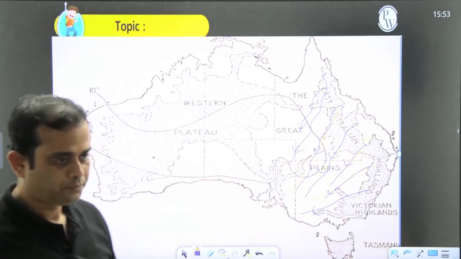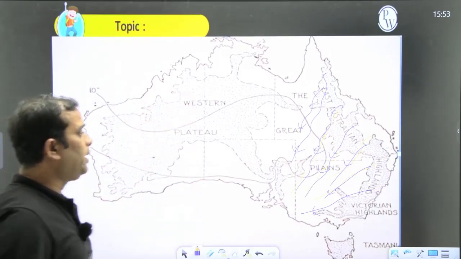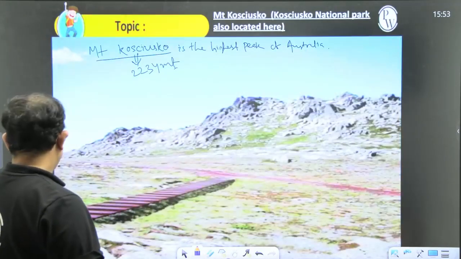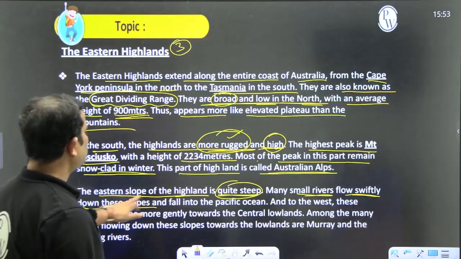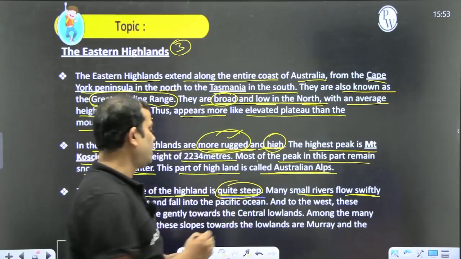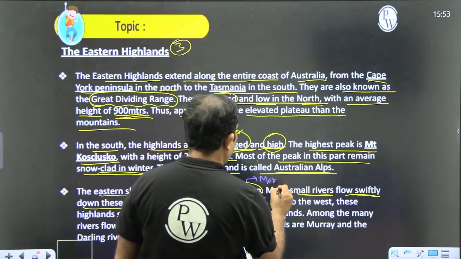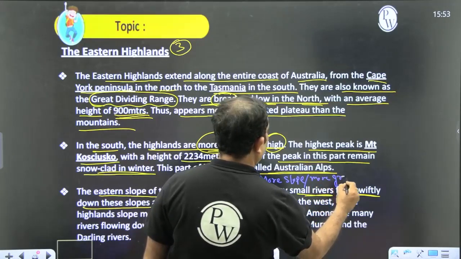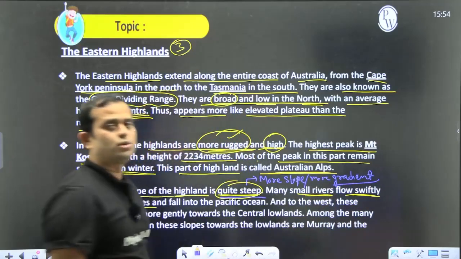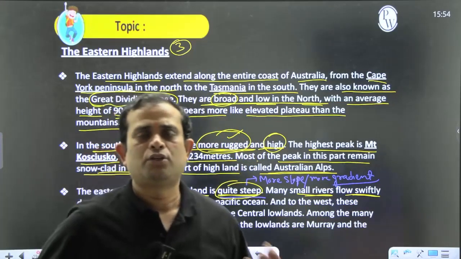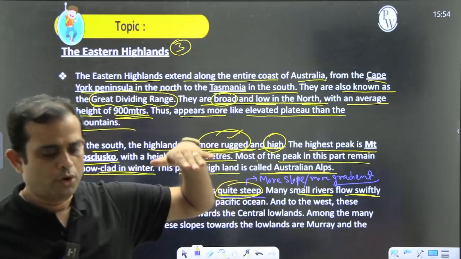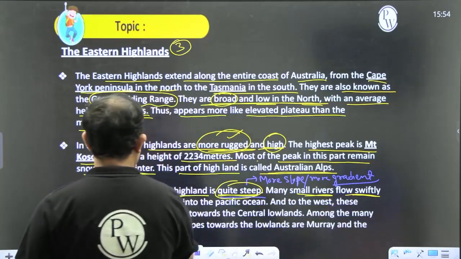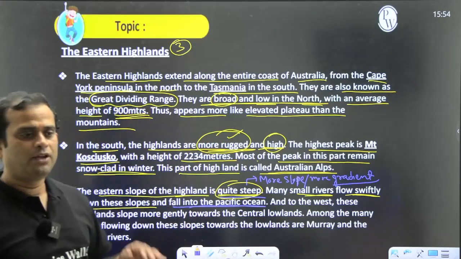Within the eastern highland is the Great Dividing Range, and many of the rivers emerge from this area. So the eastern slope of the highland is quite steep. Steep means more slope, or more gradient. Gradient and slope are the same thing. It means more downward movement, so the water flows swiftly because of this slope. Many small rivers flow swiftly down these slopes and fall into the Pacific Ocean.